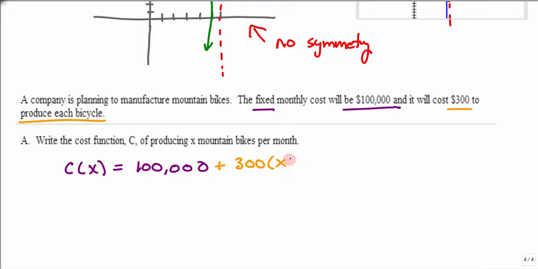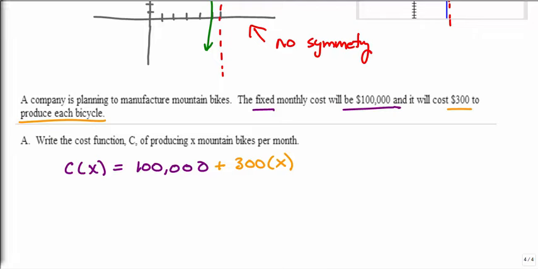If I produce 100 bicycles, then my fixed cost would still be 100,000 plus 300 times the 100 bicycles, and I'd add those together to get my total cost. So this is my cost function. Now the next part, they're going to be asking for an average cost.